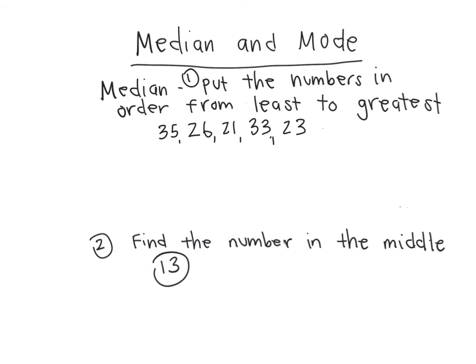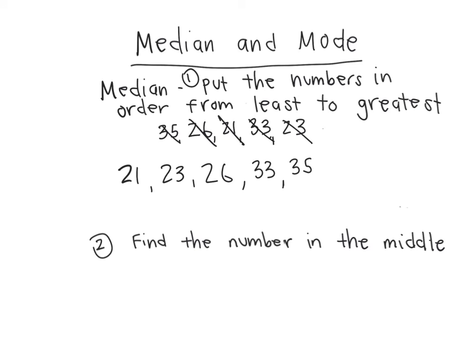Okay. I have 5 numbers here. So what's my first step? I'm going to put them in order from least to greatest. So I have 21, and again, cross out as we go, 23, 26, 33, and 35. Okay, so I have 5 numbers here. That means I should have 2 on each side, so it would be 2 and 2, so that it's even. If I think about it like a scale, I would have these two here and these two here. So then my median would be 26. It's really just the number in the middle.